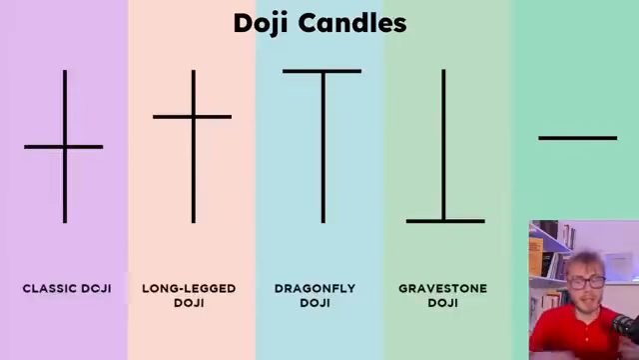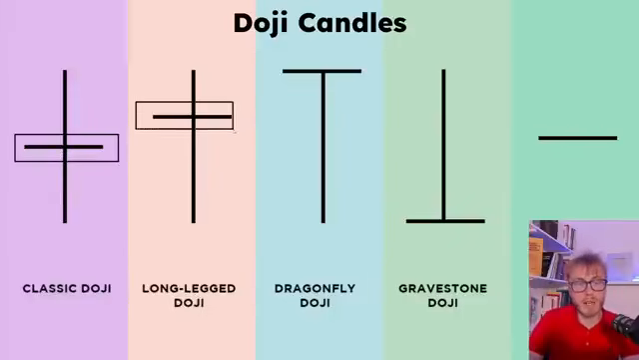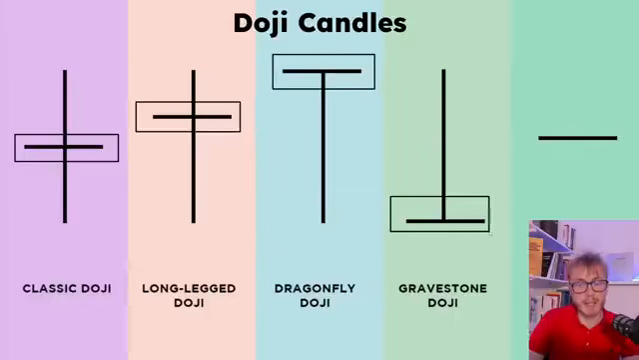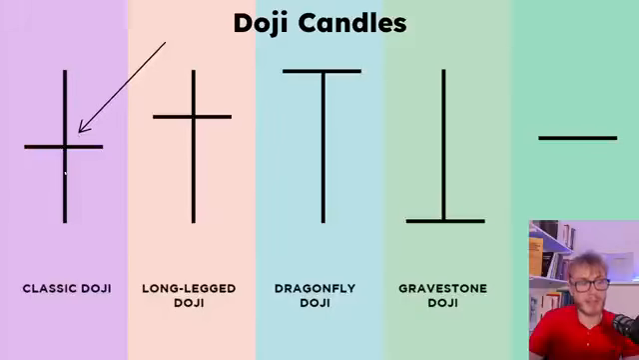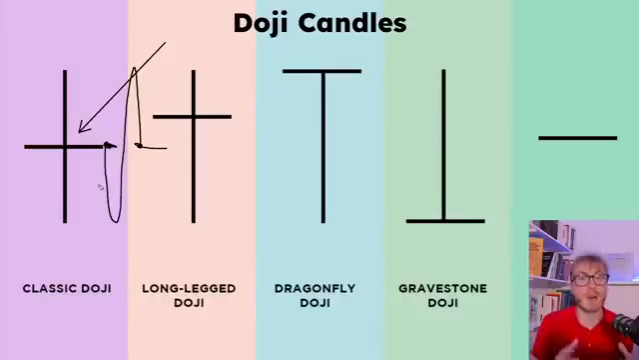Now let's talk a little bit about the different types of dojis, because depending on where the real body is located, the doji candles can be either bullish or bearish. The first candle, right here, is called a classic doji. This is where the price moves up and down during the candle, but closes pretty much in the middle of the candle. So the classic doji indicates indecision, or in other words, uncertainty in the market.